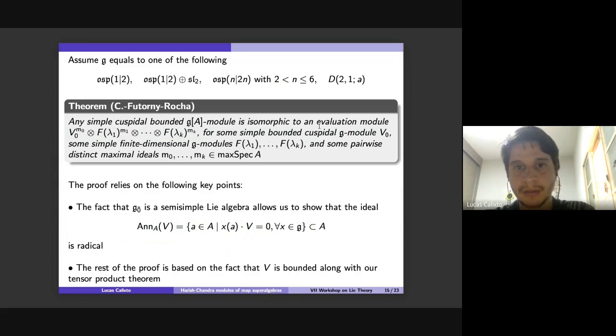This is where the boundedness plays a role. All these modules here are finite dimensional. This one is going to be some infinite dimensional module, and M0, M1, up to Mk are just pairwise distinct maximal ideals in max spec of A. Okay, so this gives you a classification of simple cuspidal bounded GA modules. The proof relies on the following key points. Using that G0 bar is a semisimple Lie algebra, we can prove that this ideal is a radical ideal. And using this, we can see any simple cuspidal bounded module as a module over a direct sum of G, a number of times. Then we apply the theorem about tensor products from the beginning.